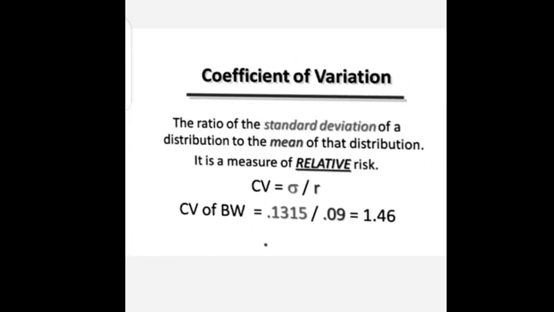Now we are moving forward to the coefficient of variation. What is the coefficient of variation? The ratio of standard deviation of a distribution to the mean of that distribution. It is a measure of relative risk. So the coefficient is used for relative risk.